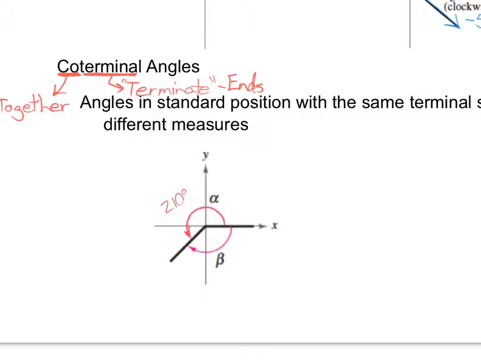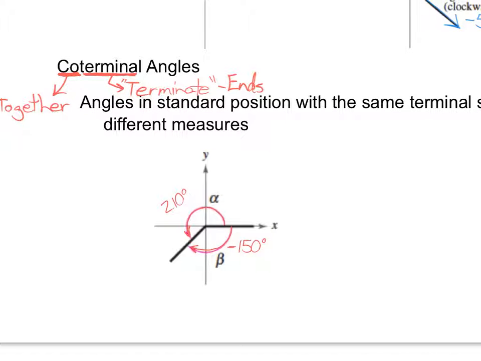This other angle here, beta, is rotating the opposite direction. Now, if that's 210, notice these two angles together make up how many degrees? 360, a full circle. So if alpha is 210, what would beta have to equal? 150. Negative. Good, negative 150 degrees.